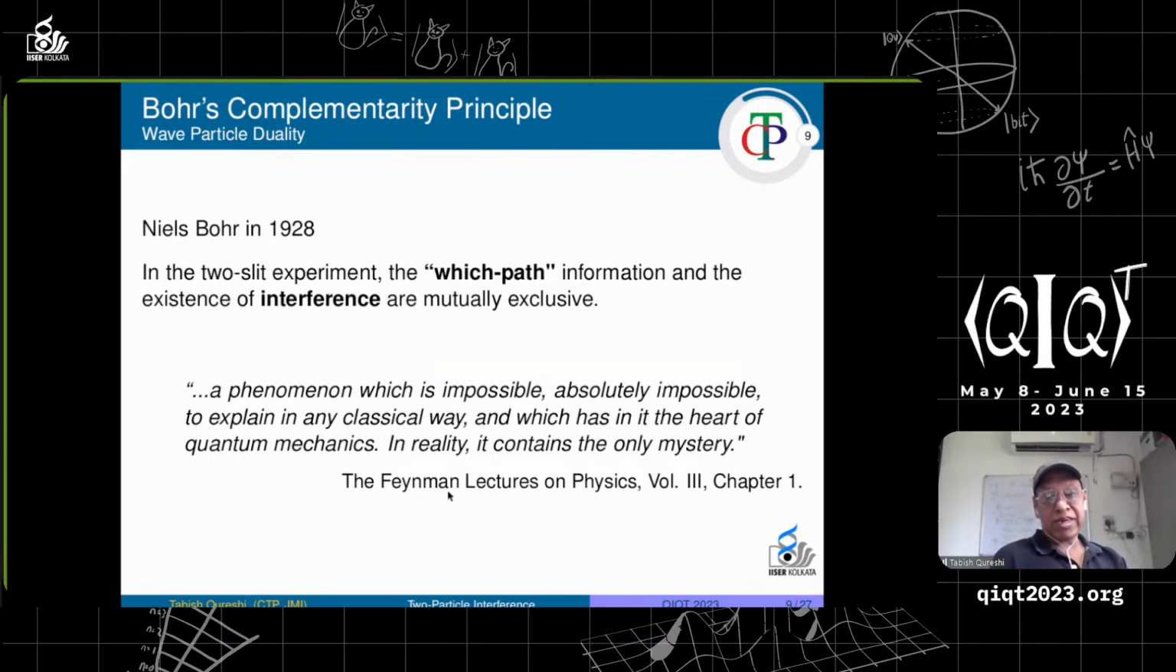And Feynman, in his Lectures on Physics volume 3, has talked in detail about this experiment, that any way of finding out which way the particle has gone will destroy the interference. So he says that this is a phenomenon which is absolutely impossible to explain in any classical way, and which has in it the heart of quantum mechanics. In reality, it contains the only mystery.